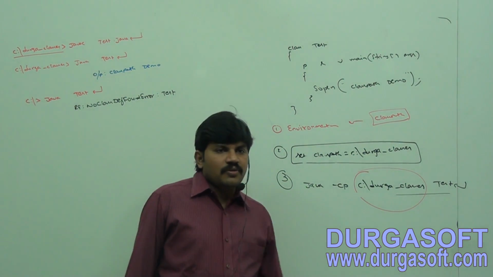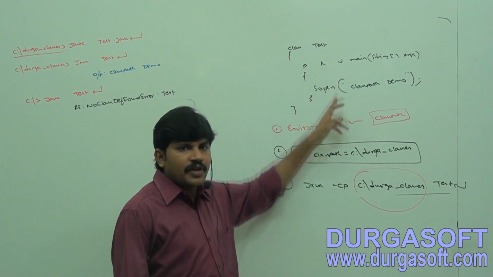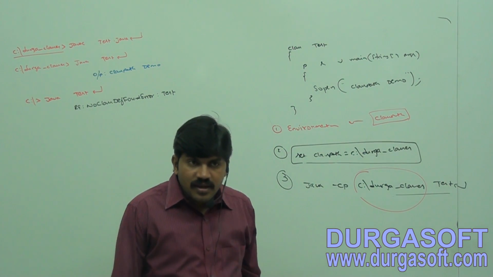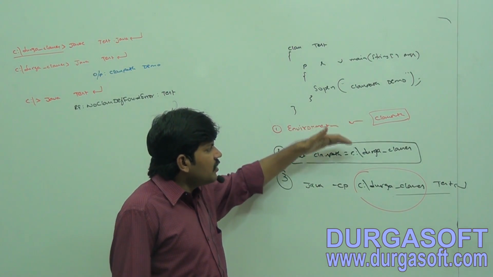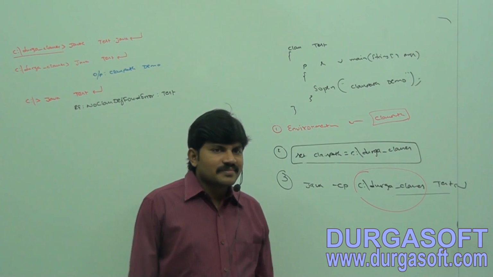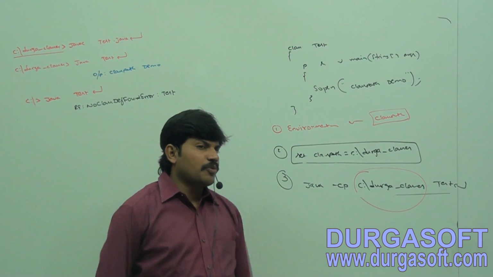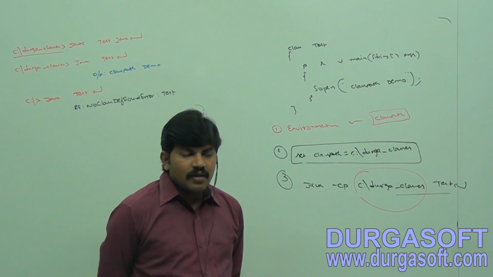That's all. So, in how many ways can we set the class path? Is it clear for all of you? There are total 3 ways. Now among these 3 ways, which approach is the recommended? What is the most commonly used approach in real time? First one or second one or third one?